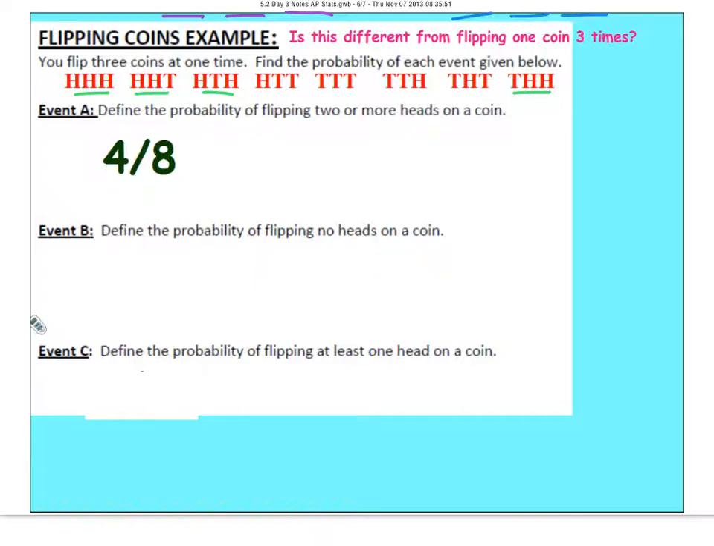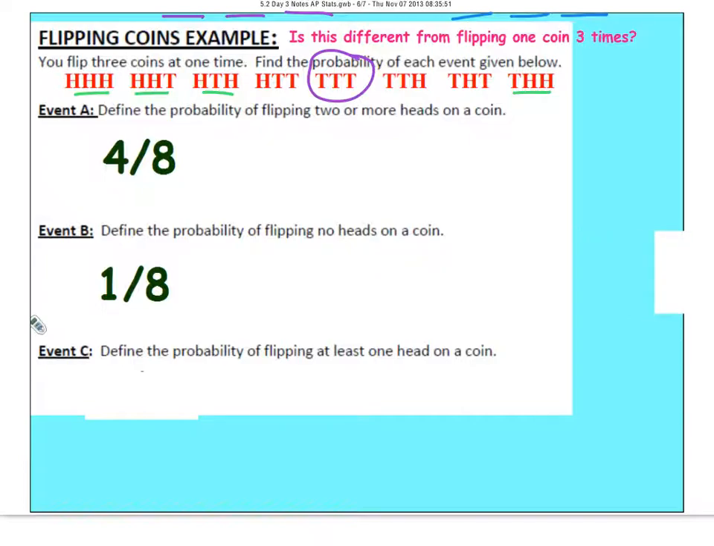Part B, define the probability of flipping no heads on a coin. No heads, by the way, what you could do is count up how many of them have no heads. That's actually not too hard. It would be this one right here. And therefore, we're going to have the answer be 1/8.